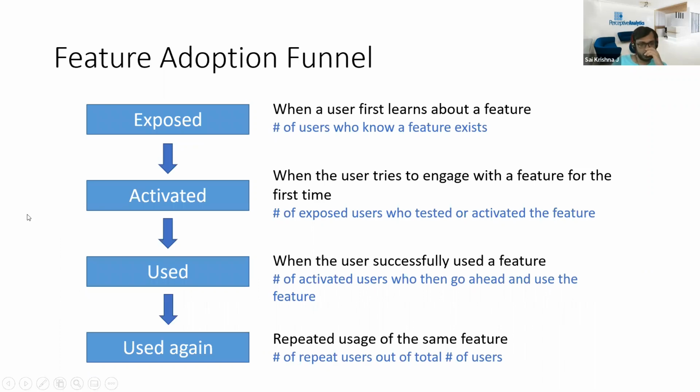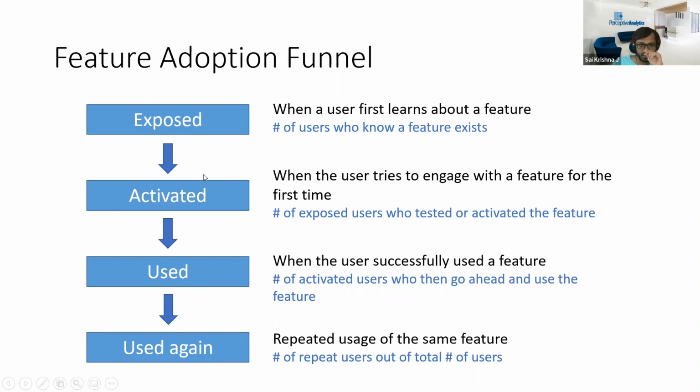So next part is what we call the feature adoption funnel. Okay. There are 4 stages to this funnel. First is the exposure stage, and then the activation stage, and the usage stage, and then the repeated usage. Okay. Exposed is basically when the user is first learning about the feature or first seeing it on the user interface. So the numerical metric corresponding to exposure is basically the number of users who know a feature exists. Okay. They might come to know about it via an advertisement, or they may come to know about it via personally visiting the website.